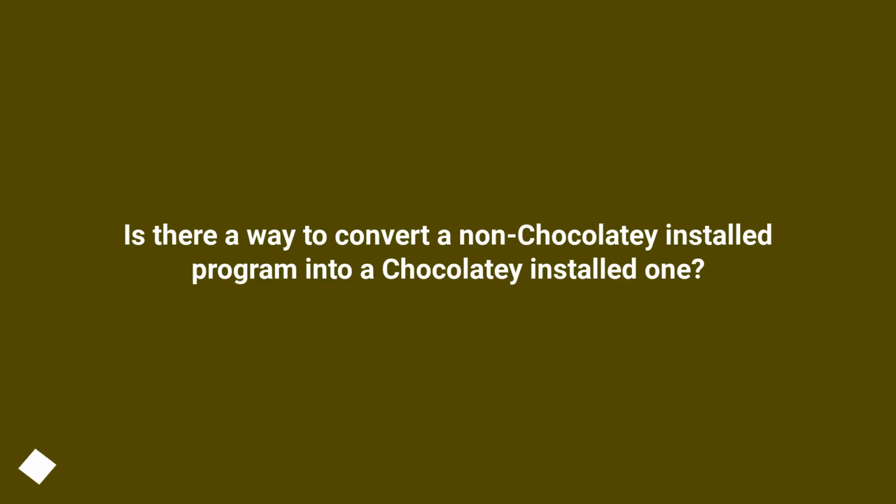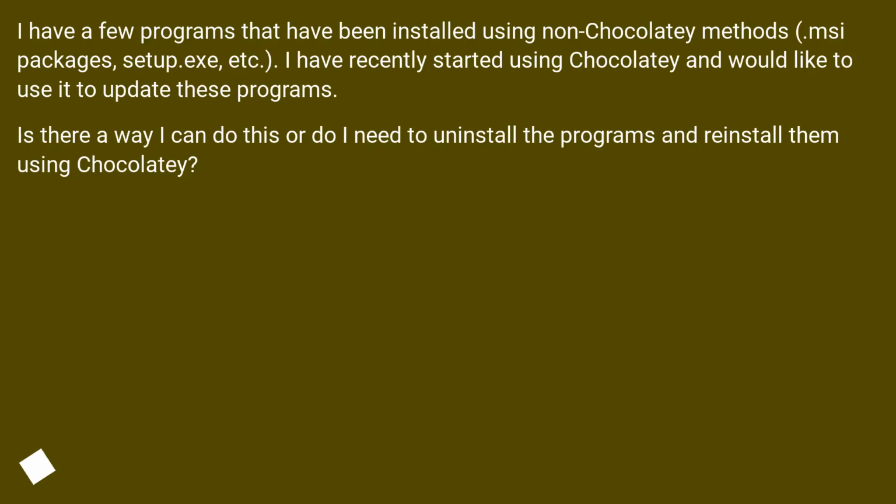Is there a way to convert a non-Chocolatey installed program into a Chocolatey installed one? I have a few programs that have been installed using non-Chocolatey methods, .msi packages, setup.exe, etc. I have recently started using Chocolatey and would like to use it to update these programs. Is there a way I can do this, or do I need to uninstall the programs and reinstall them using Chocolatey?